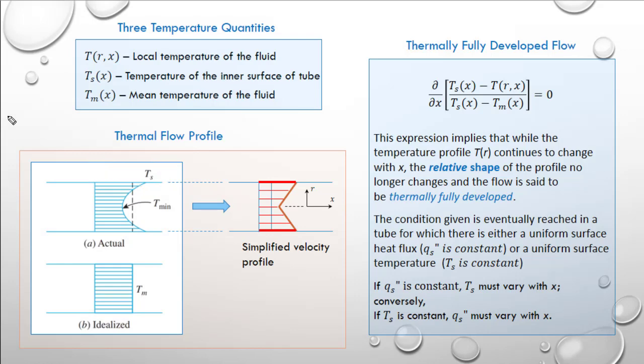And the last one is our local temperature. So what is the temperature exactly at this location? Well, it's going to be some x distance from wherever we started measuring x and at some r location. So in this case, the local temperature is a function of two coordinates, the cylindrical coordinates that we would use to define a location within the tube.